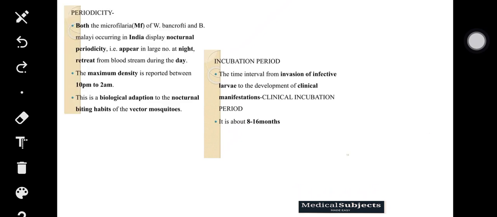Regarding periodicity, the microfilaria of both Wuchereria bancrofti and Brugia malayi occur in India. Brugia timori is rare, or it is not found in India. They have a nocturnal periodicity. That is, they appear in large numbers at night and retreat from the bloodstream during the day. So in the day, they are not found in the bloodstream, whereas they are found in the bloodstream at night. The maximum density is reported between 10 p.m. and 2 a.m. So if you need to detect microfilaria in the bloodstream, you need to take blood from 10 p.m. to 2 a.m. That is what the nocturnal density of microfilaria means. It is a biological adaptation to the nocturnal biting habits of the vector mosquitoes. Even the mosquito has to bite at that time to take up the microfilaria and infect others.